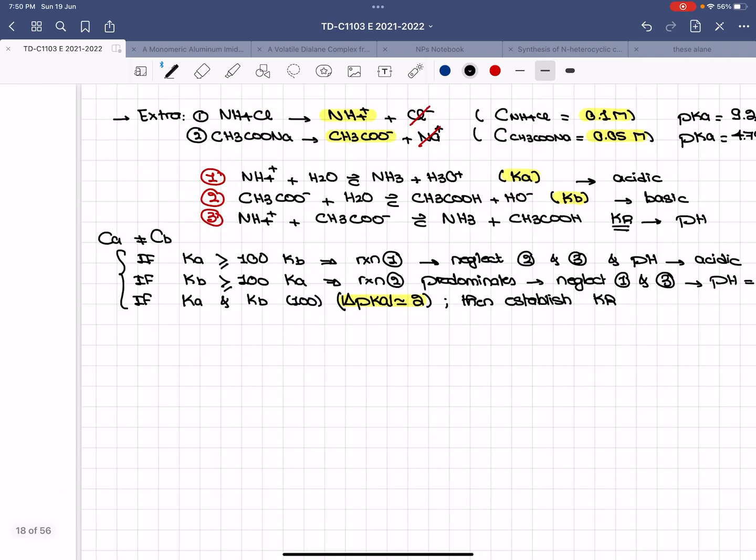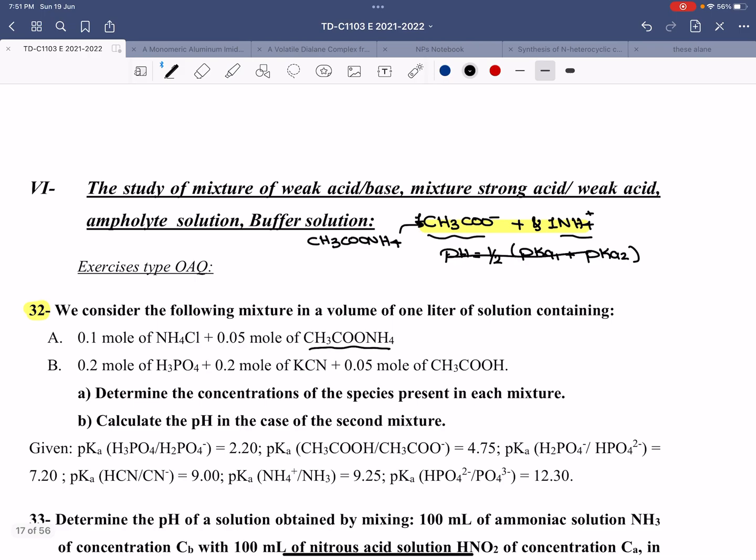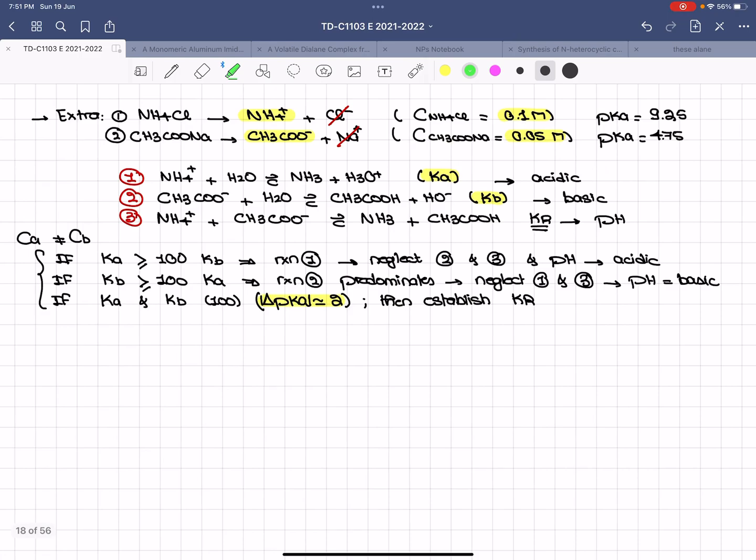Okay, the relation that we put here, the relation that we wrote here. Okay, if Ca is not equal to Cb, you have to study these properties. You have to study these relationships to know which one. Now, go back to the given.